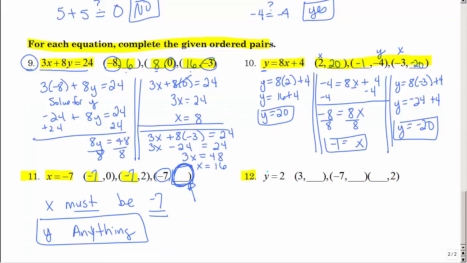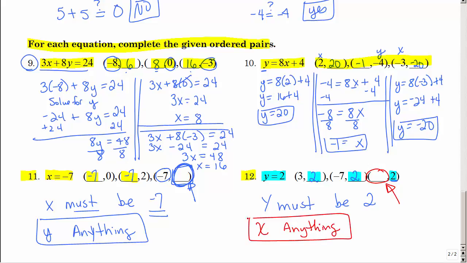Right? What about this one? This says that y has to be 2. Y must be 2. So that means 2 and 2, and they already had the 2. Well, that means right there they're asking for x. What can that be? That's right. X can be anything you want it to be. Any number your heart desires. Just fill it in. It can't be wrong.